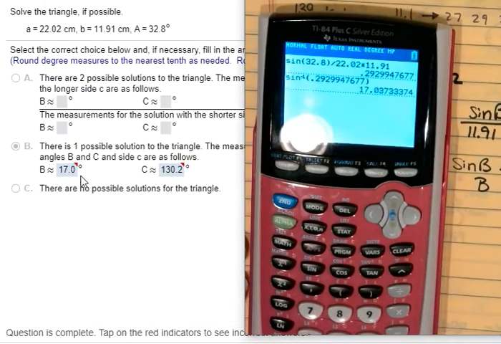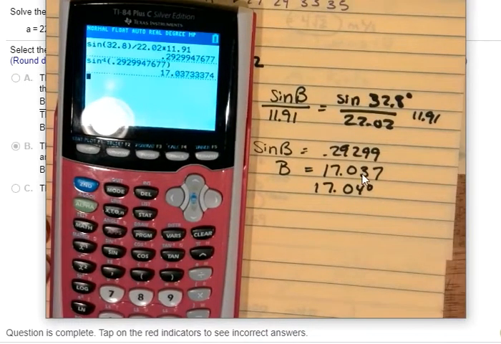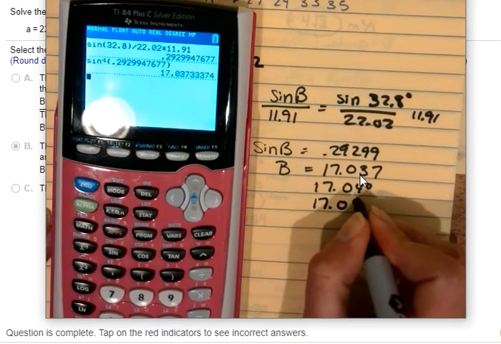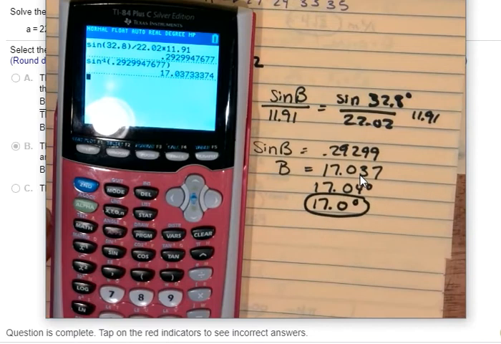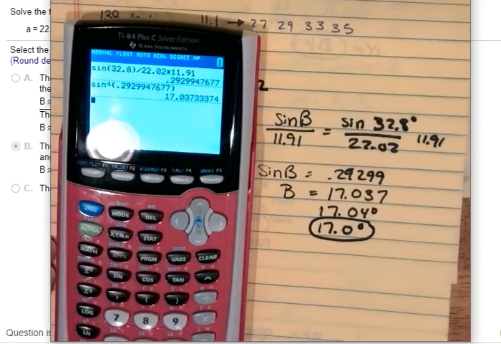So they've got 17.0 as the correct answer, and so that matches up with what I got as well. It's not 17.1 because the decimal value after the 0 is too low. It's not going to round up. So if they only want one place, we would answer 17.0 degrees for B. Okay, so from there, we want to find the other two parts, angle C and side C.